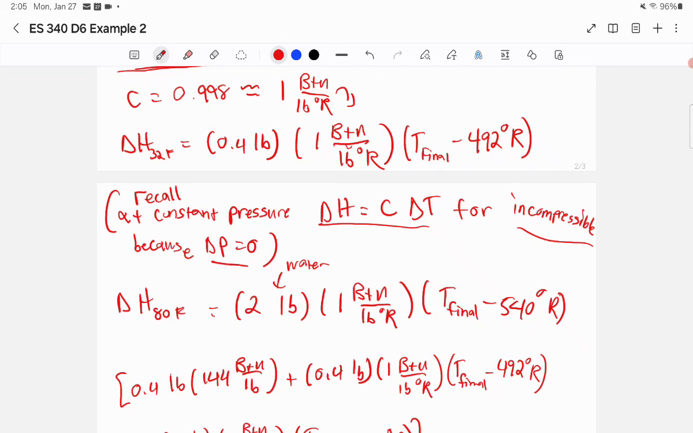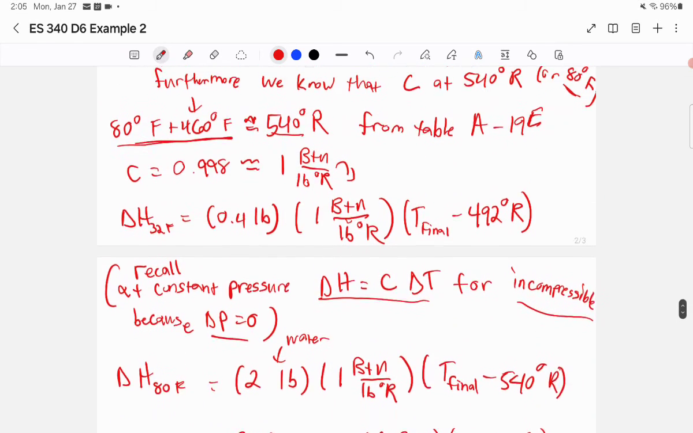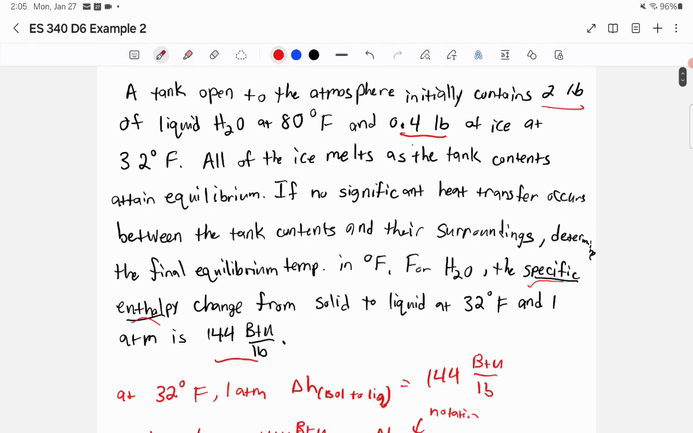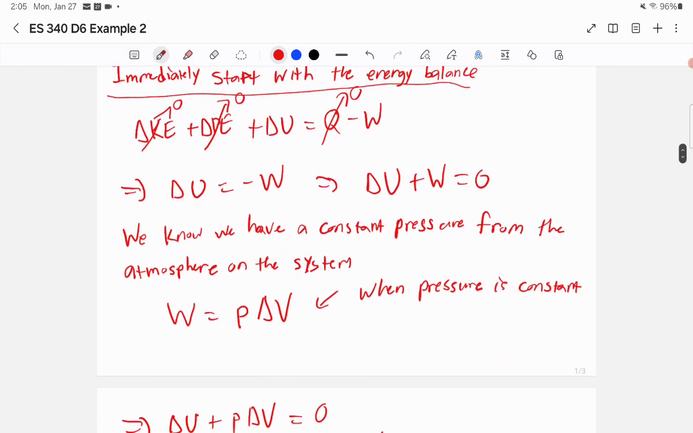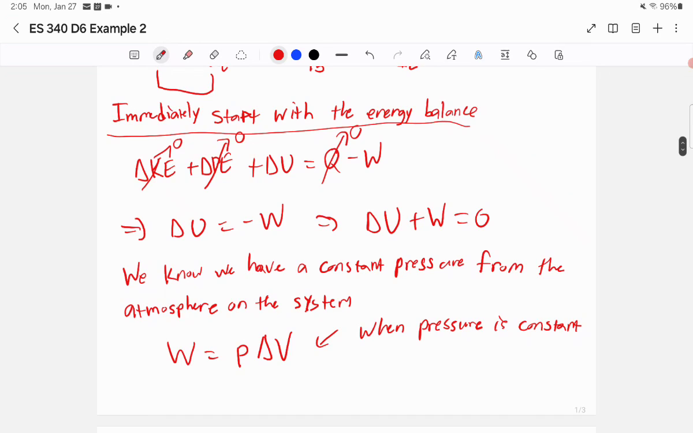So I want you to start thinking about not just writing down what I say, but actually thinking about what it means, how I can use that in these different problems. And the final thing, of course, is remembering to use the energy balance equation.